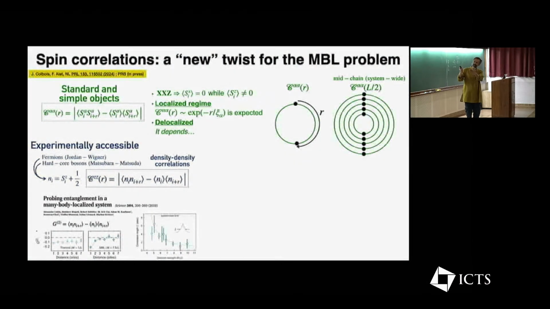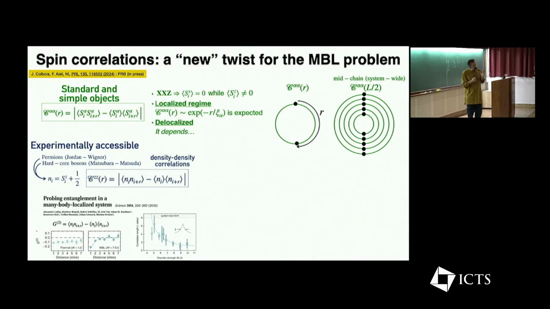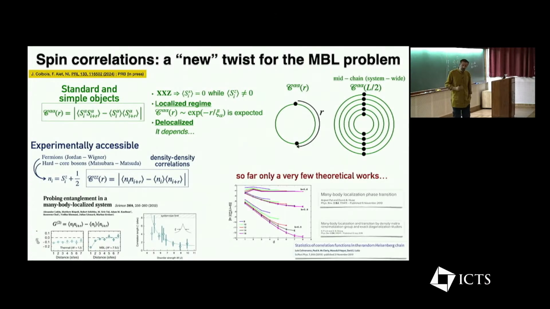Also, the nice thing with this object is that it is experimentally accessible. There are a few MBL experiments, and in these experiments, they can measure at least the diagonal component, the CZZ, which in terms of fermions or bosons is just the density correlation function. There are already some preliminary experiments on very small chains that can access this object. And surprisingly, in the huge theory literature about MBL, I could only find 3 papers where they study this correlation function. So we thought, maybe we should try to do something on that.